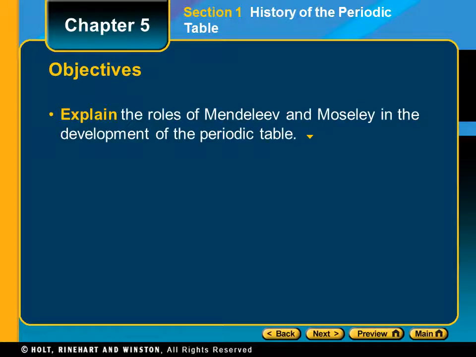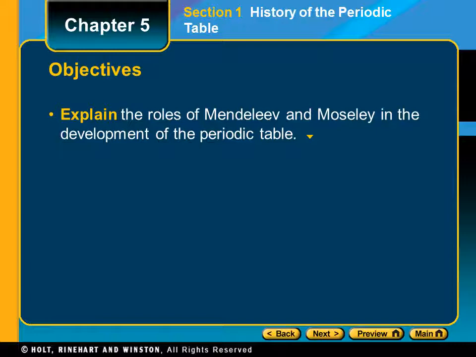So, for the first section of Chapter 5, we want to look at the history of the periodic table. And Chapter 5 is going to be all about the periodic table. And so I think this is going to start to fill in some gaps from some of the things that you have looked at and learned previously.